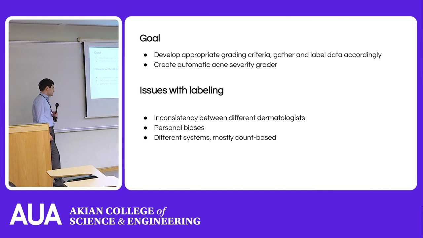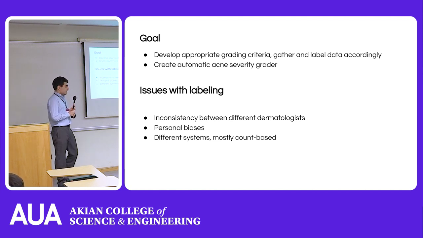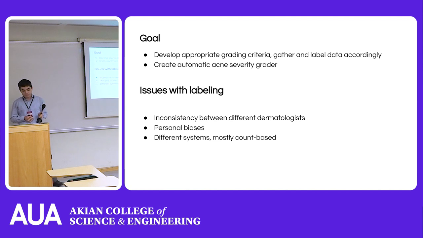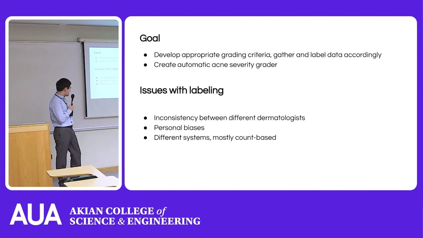We first start with these issues with labeling from the point of view of dermatologists. First of all, if we choose two different dermatologists, let them discuss what they think is the right criteria, and then set them in separate rooms and give them the same image, they will most likely return with a different score. Another issue is that the same dermatologist can give one score on one day and another score on another day. As I mentioned, most systems are count based.